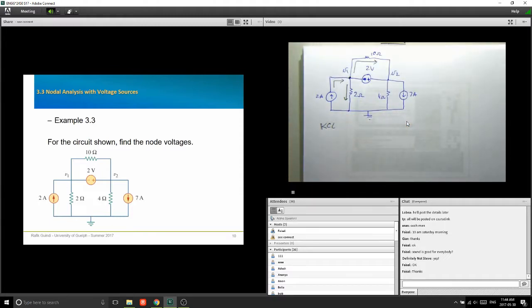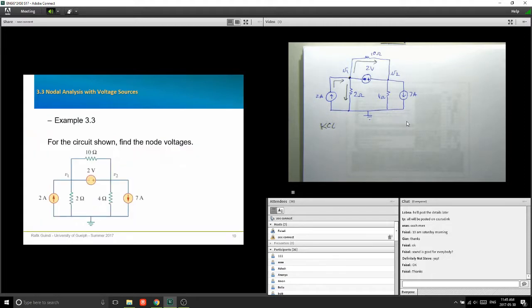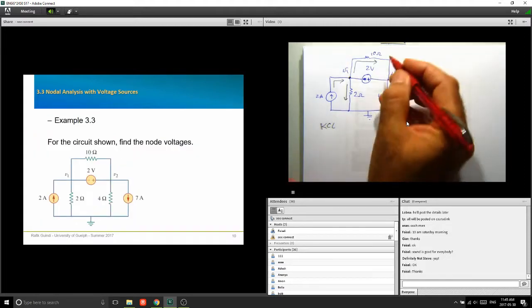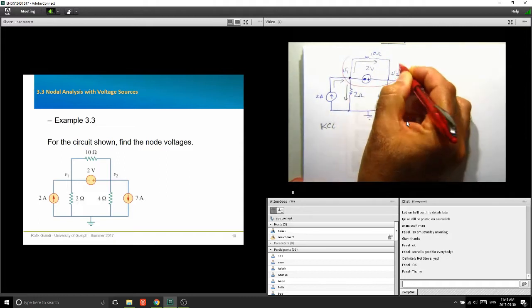Now remember the definition of the supernode. I'm going to actually go back to that. I want you to see it. The supernode is formed by enclosing a voltage source connected between two non-reference nodes and any elements connected in parallel with it. Did you see this line? Okay, so let's see how we apply that. So my supernode is actually going to enclose this parallel element like that.